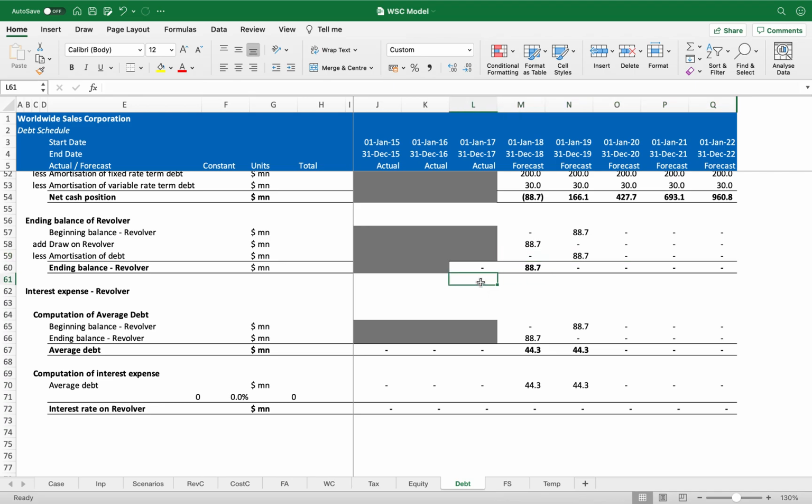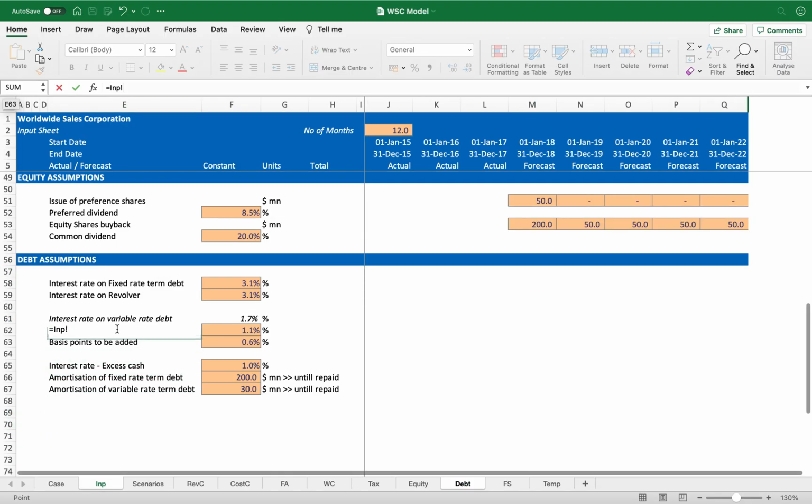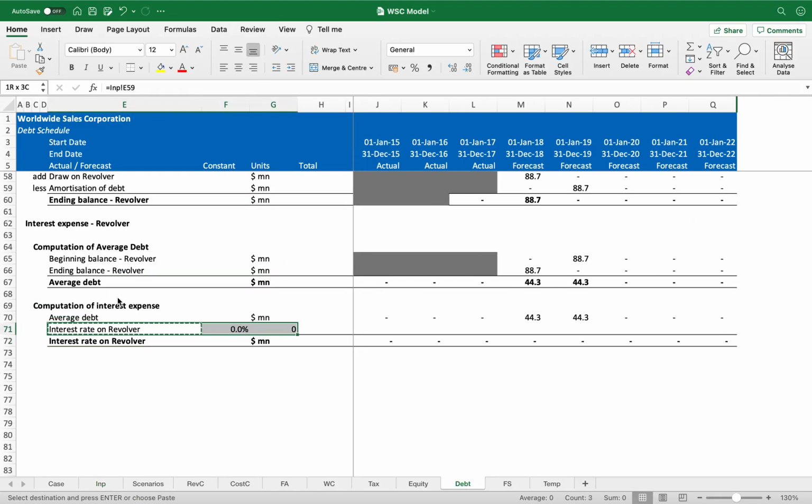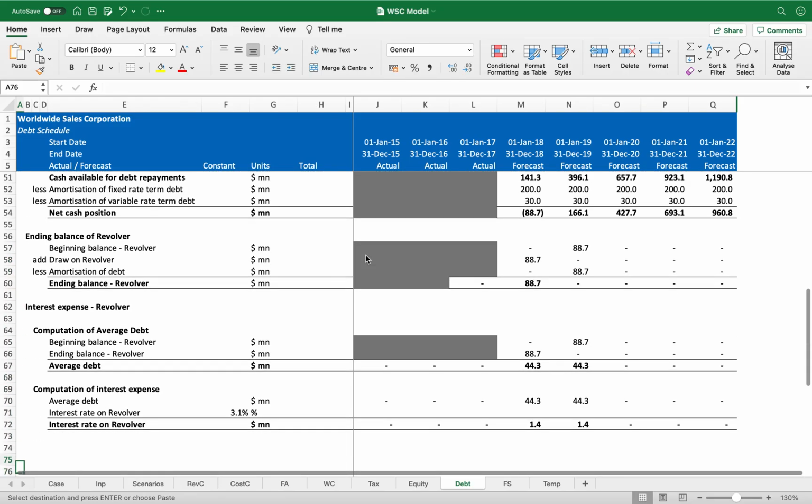Then interest expense, okay, average is already computed. Interest expense, let's bring the interest rate on revolver from the input sheet. And you'll see your numbers popping up automatically. Okay. Now, revolver done. Now I have excess cash as well.